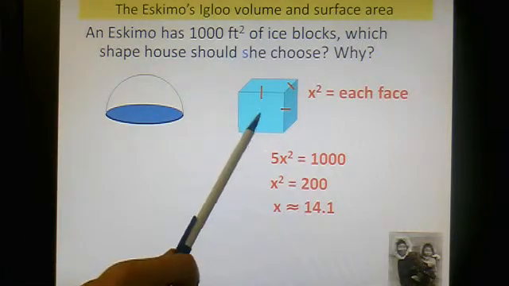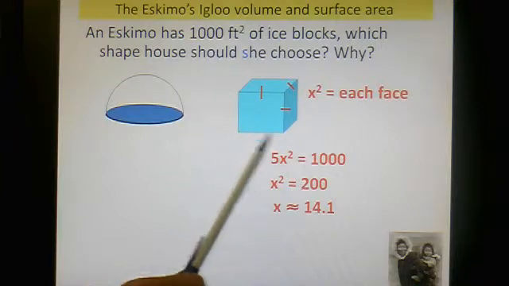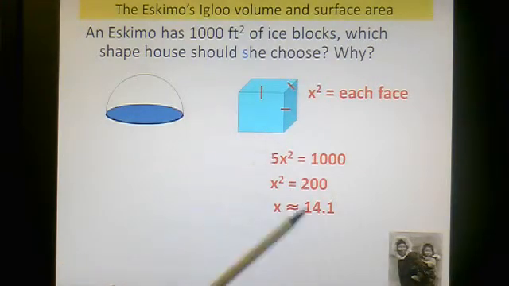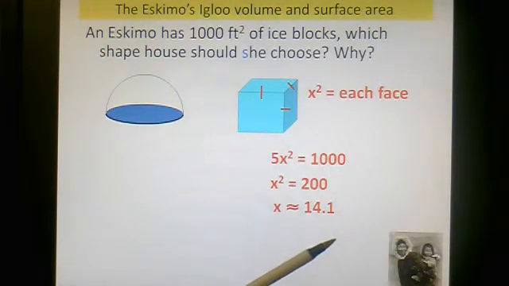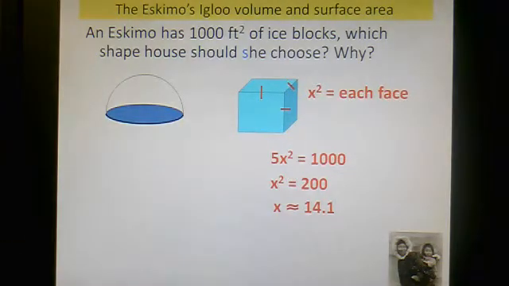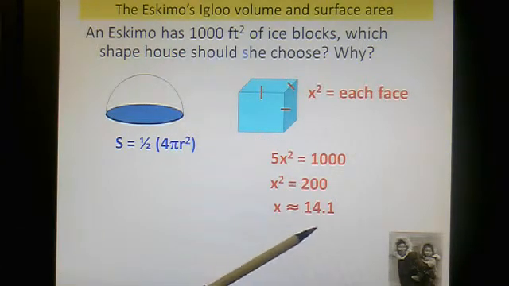Now, you certainly could go and find the volume right now if you want to do that. Think about how you find the volume of a cube. It's pretty easy. You find the base area times the height. And in this case, it's 14.1 times 14.1, and the height is also 14.1. So 14.1 cubed. I don't want to get to that right now. I'm going to compare that at the end.